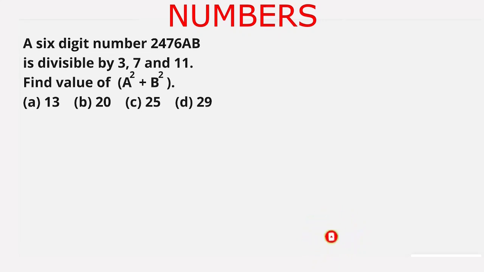The given number is 2476AB. We use the 3 digit rule and make two pairs of it, 6AB and 247. Now we take the difference of these two pairs, and as the number is divisible by 7 and 11, then it must be divisible by 77.